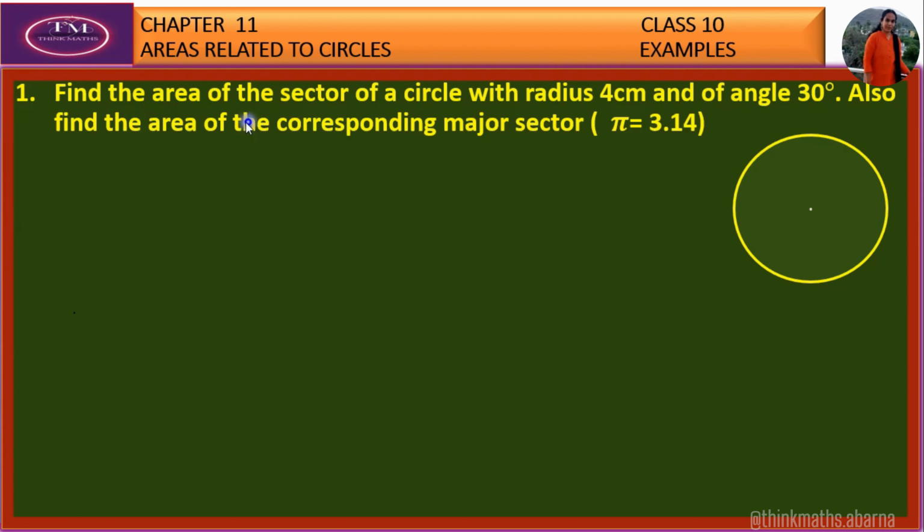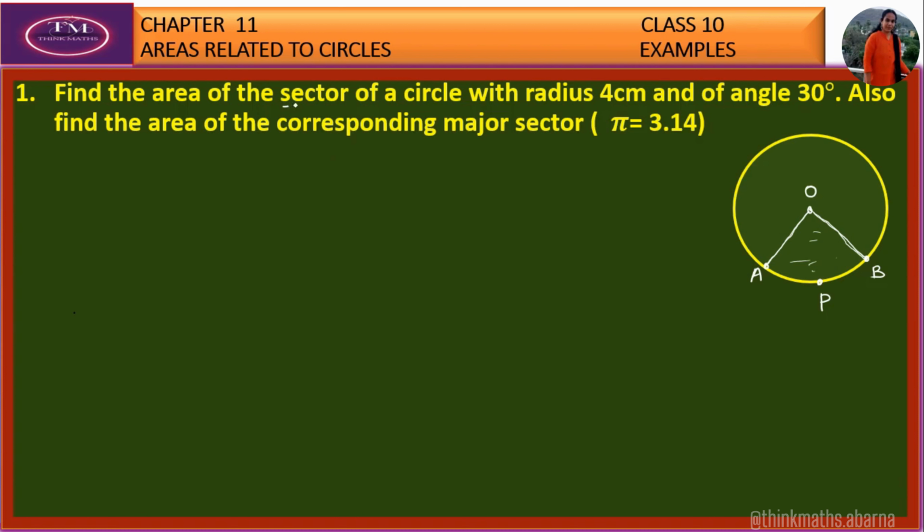So what is given? We have to find out the area of the sector with radius 4 centimeter and of angle 30 degree. For a circle, we will have the center O. We will draw two radii. The area of the sector is the area formed by two radii and the corresponding arc. So this is the sector. Let us name this point as A and this point as B. Let us take a point P on this arc. So we have to find out the area of the sector OAPB.